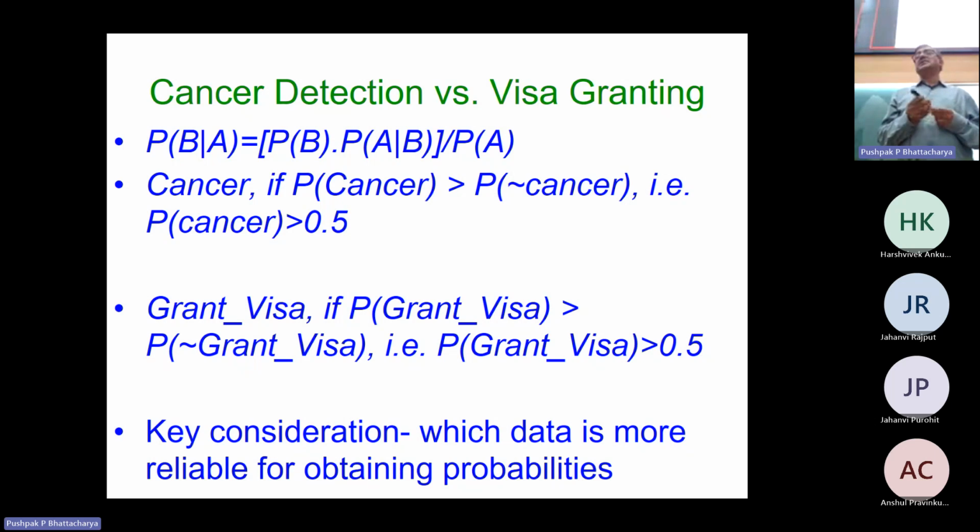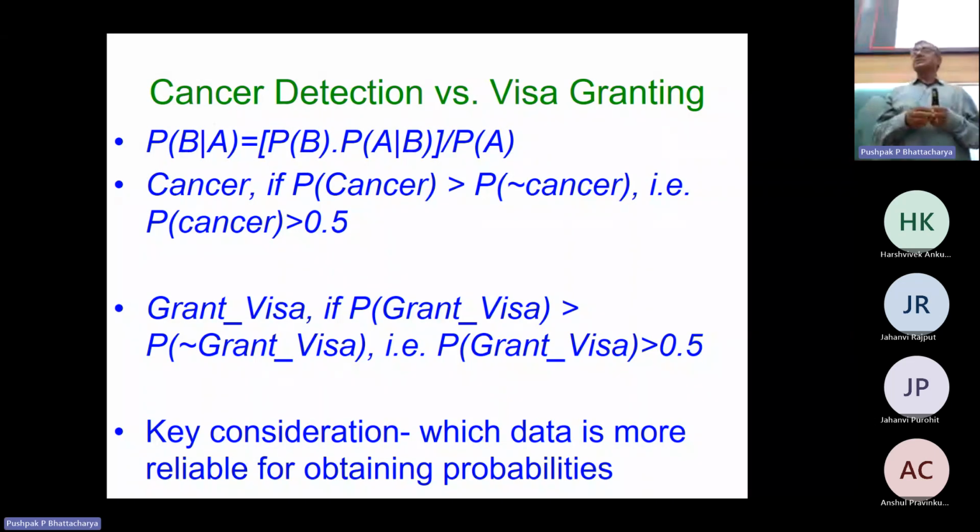Now, how is the decision in favor of cancer given? If the probability of cancer is greater than the probability of not cancer, of course, there is a conditioning part, given the patient information, then we say that the patient has cancer, and this inequality implies probability of cancer given the patient is greater than 0.5. Now, grant visa. If probability of grant visa given the application is greater than probability of not grant visa, that means again probability of grant visa should be greater than 0.5. Okay, this is the decision rule.